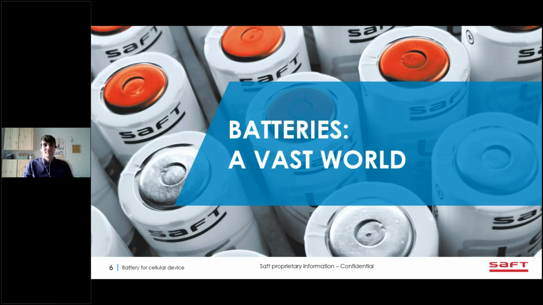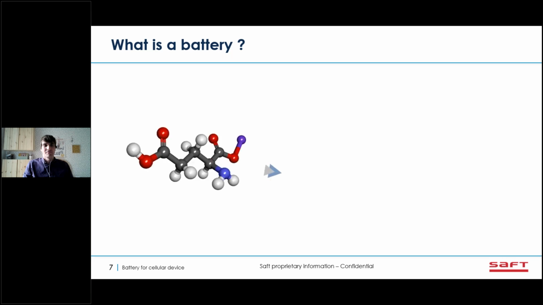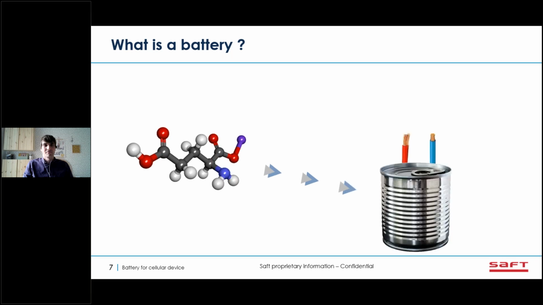So we will speak about batteries. A vast world, clearly an extremely vast world. And the first question is, what is a battery? It's extremely complicated. A battery is chemistry that you're putting inside a tin can. Extremely complex. And when you connect a device, it generates electricity.